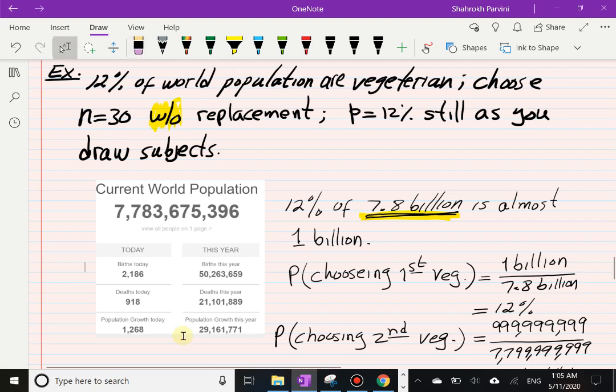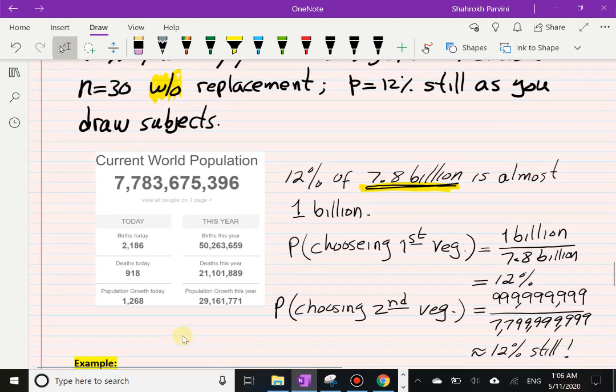So instead of 7,800,000,000, it's now 7,799,999,999 people. The idea is that that's pretty darn close to 12%. So that's why that assumption made sense.